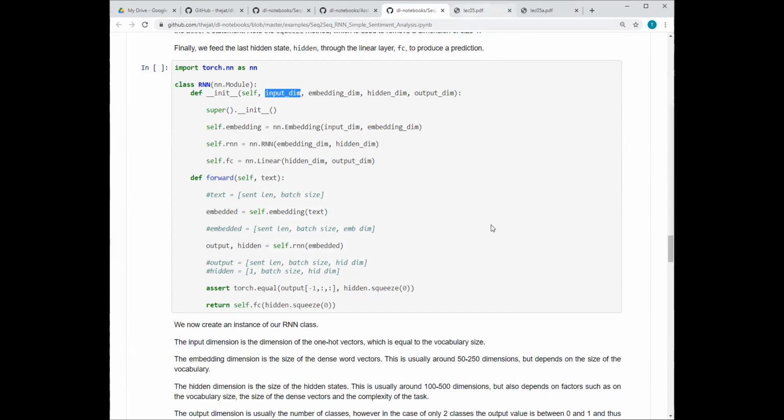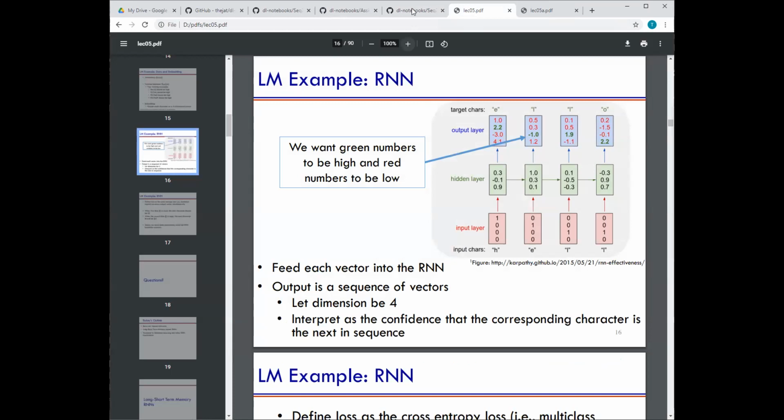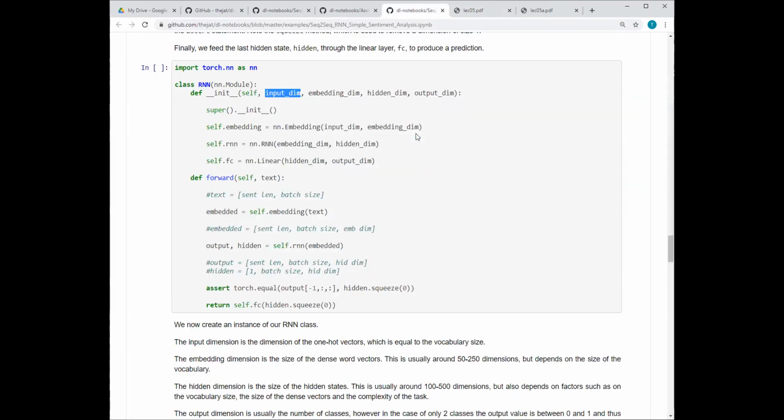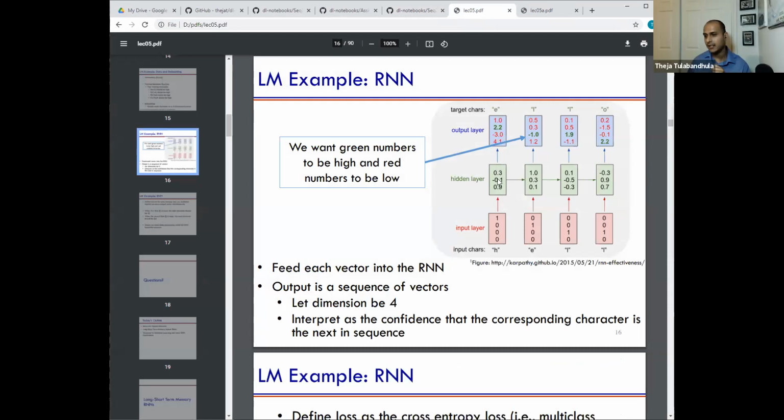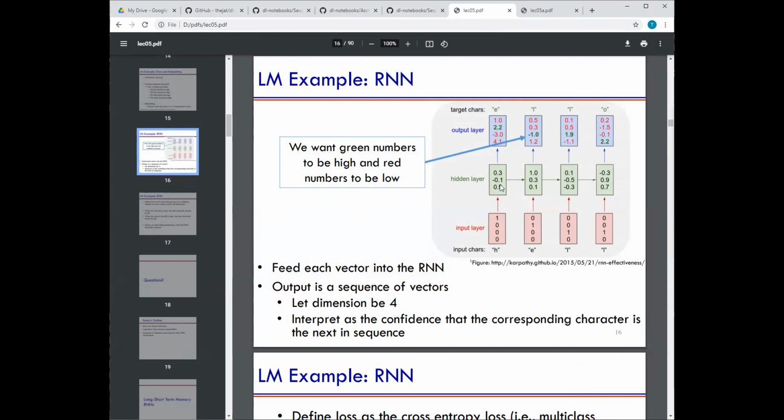Can we also give hidden dimension as 4 here? Yeah, it doesn't have to be 3. It can be 10, it can be 200, whatever choice you want. Okay, got it. Thank you.